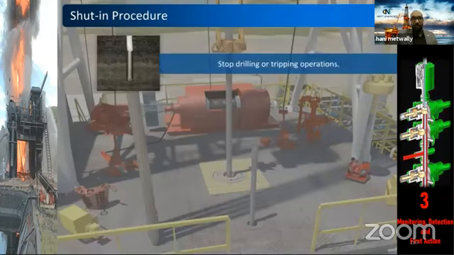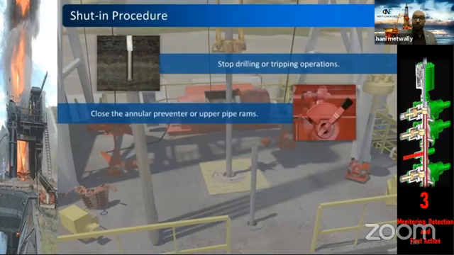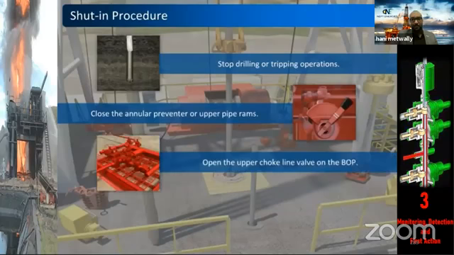Okay, so how can we shut in the well? Now we know that the driller will take the first action, but we need to understand how the driller will control the well. First, the driller will stop the drilling or tripping operation. Number two, he will close the pressure control equipment. And he will open the flow through the choke.